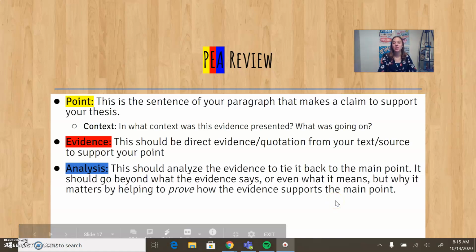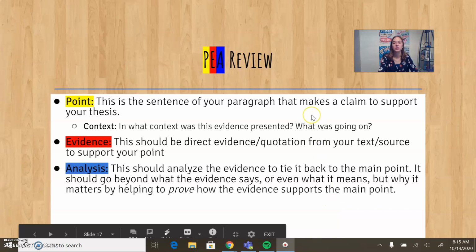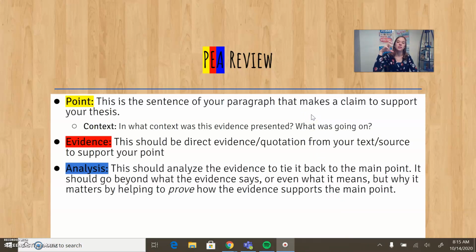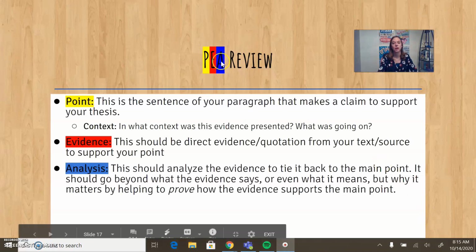Let's take a look at PEA. So now that you've broken down your prompt, let's take a look at what PEA means and how we can use that in our writing. So we know when we're looking at PEA, this is really, I call it, the meat or the middle chunk of our paragraph. It comes after the topic sentence, and there are 3 sets of them in a paragraph. Whether you're writing just a paragraph or an essay, there's always going to be 3 PEAs within a paragraph, okay?